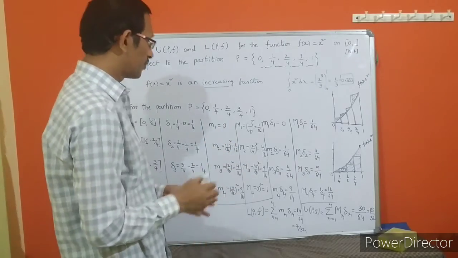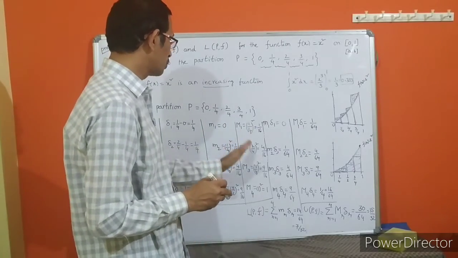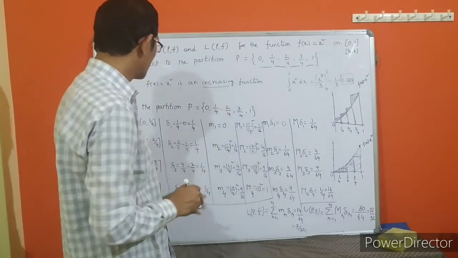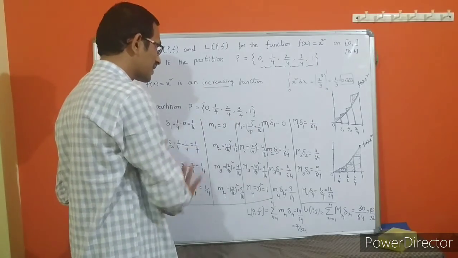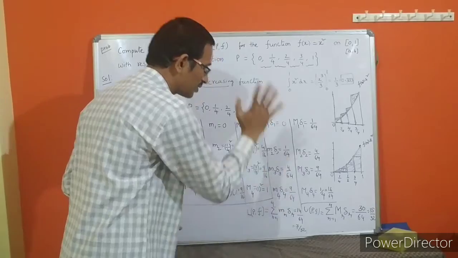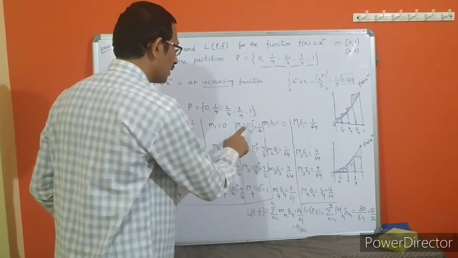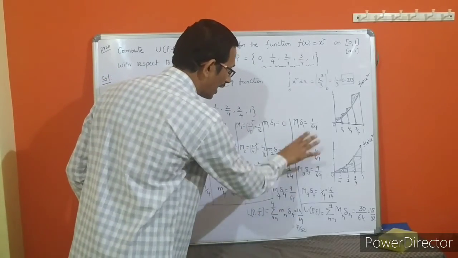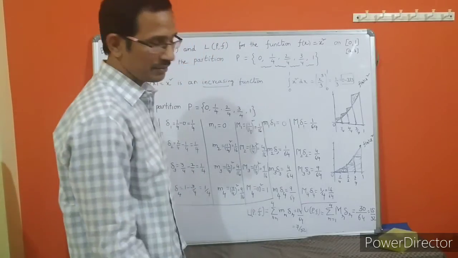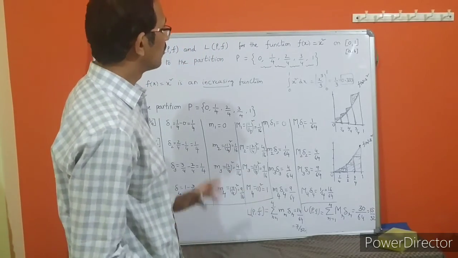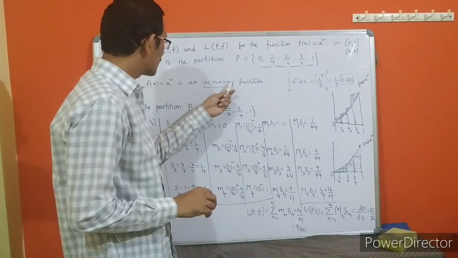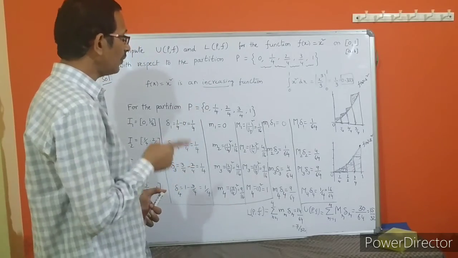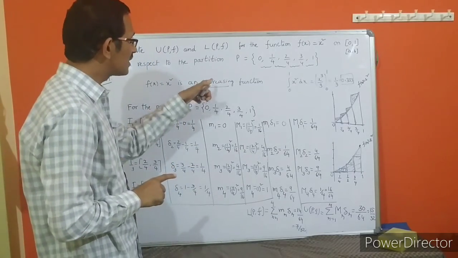Like this, if you calculate small m1 and capital M1, m2, capital M2, m3, capital M3, then your task is easy. You have everything here. Just multiply the small m's and deltas and add them. That is your lower Riemann sum. And multiply the capital M's and deltas and add them, then you will get the upper Riemann sum. This is how you have to calculate. But the only thing is, see whether the function is increasing or decreasing. I will tell you one more example where the function is decreasing. Here, this is increasing, right?